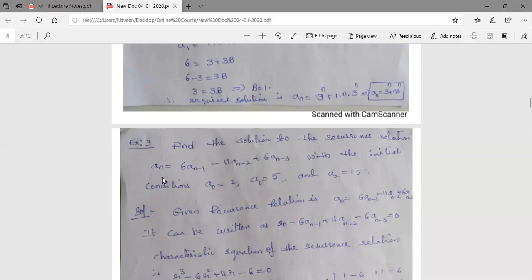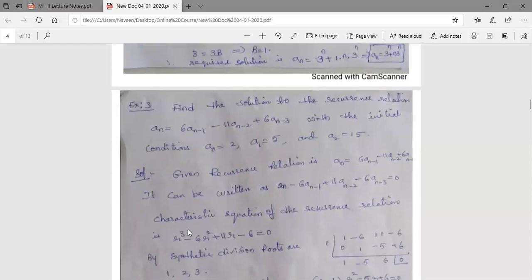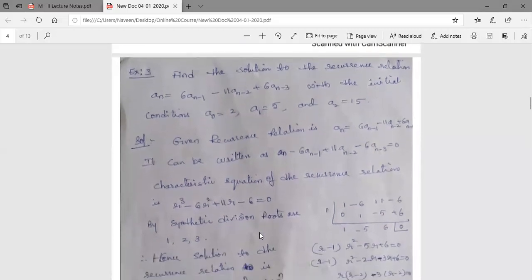What is the degree of this linear homogeneous recurrence relation? The given recurrence relation is a_n is equal to 6a_(n-1) minus 11a_(n-2) plus 6a_(n-3). The degree of this recurrence relation is 3. Therefore, you get the characteristic equation as r^3 minus 6r^2 plus 11r minus 6 is equal to 0. We got a cubic equation because it is a linear homogeneous recurrence relation of degree 3. So, find out the roots of this equation. By synthetic division, you can find out the roots of this equation.